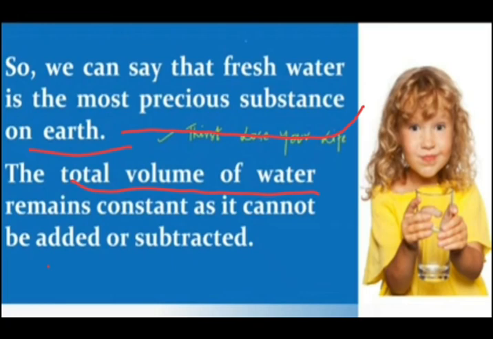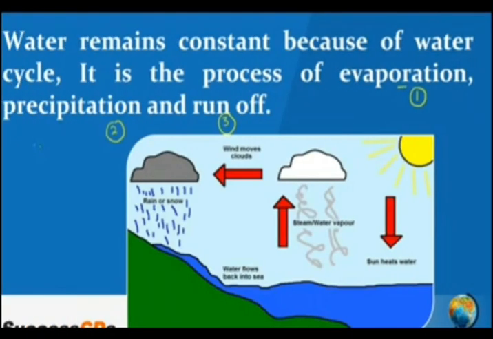Okay, if we talk about the volume of the water, that's why it remained constant, as it cannot be added or subtracted. Okay, then just look here. This one we have already discussed. You can say that the whole chapter we studied in our previous class also, the class 7th water chapter, in science and social science both. So water remained constant because of the water cycle.